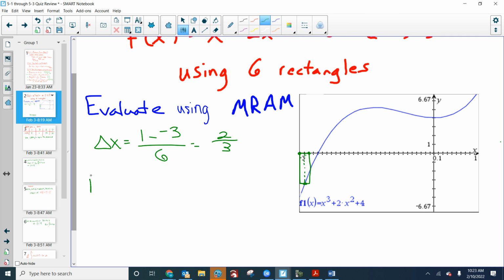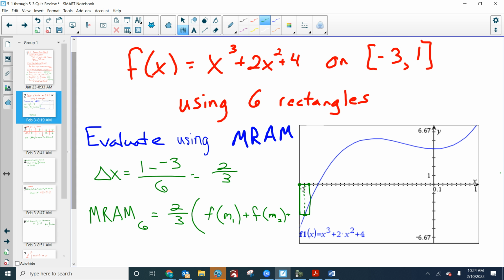All right. Now, the MRAM6 area is going to be 2/3. I factor it out. It's 2/3 times the first height plus 2/3 times the second height plus 2/3. The 2/3 is in every calculation. You can factor it out and then start to do the calculations based on the midpoints, based on the first midpoint, second midpoint, and so forth. You should have 6 calculations. Now this is where we go to the calculator.